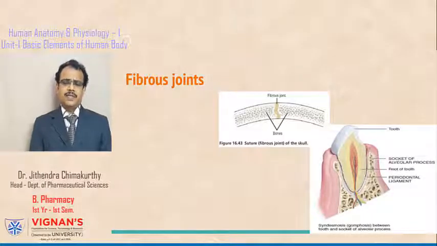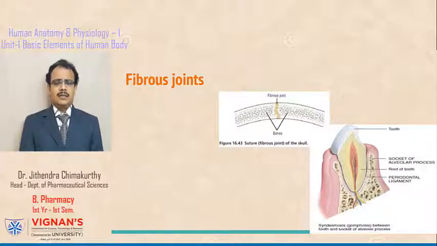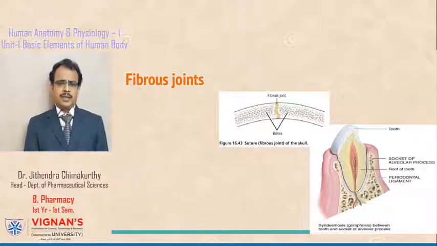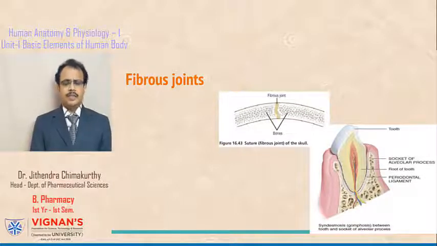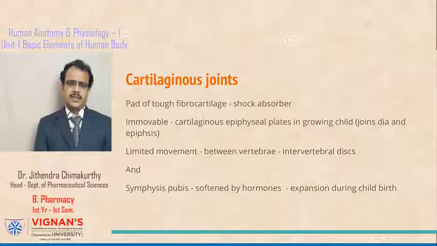Whereas we have seen that the tibia and fibula, radius and ulna, are attached with each other by an interosseous membrane, which is also a fibrous tissue. But this type of fibrous joint will allow slight movement. And the next is cartilaginous joint.